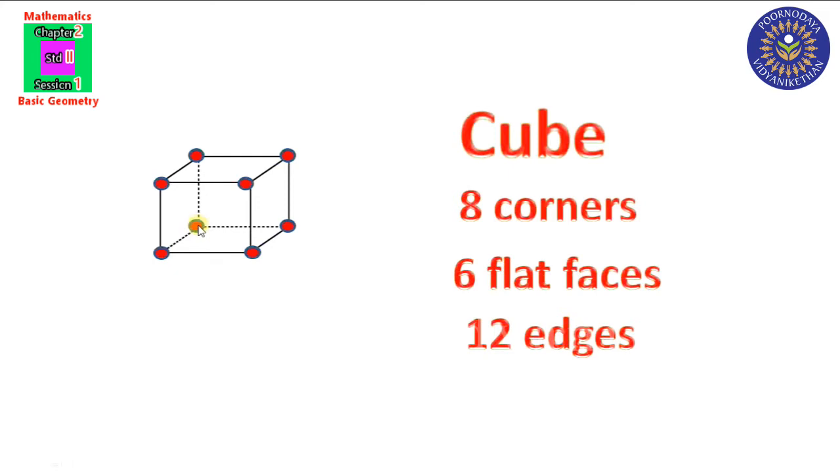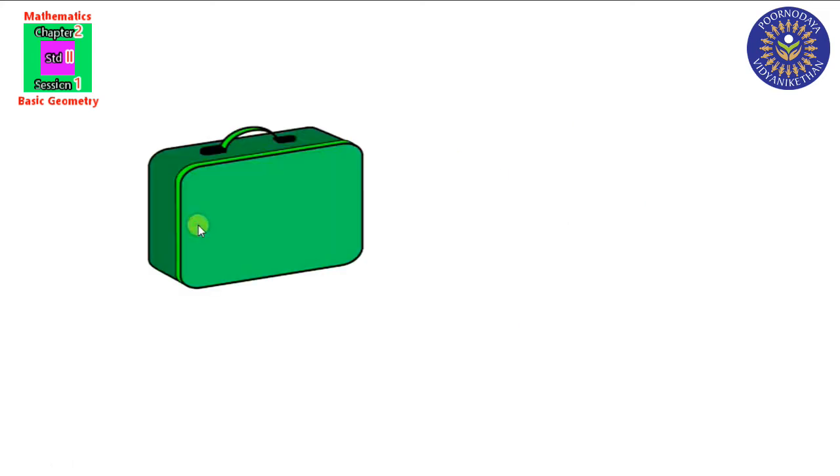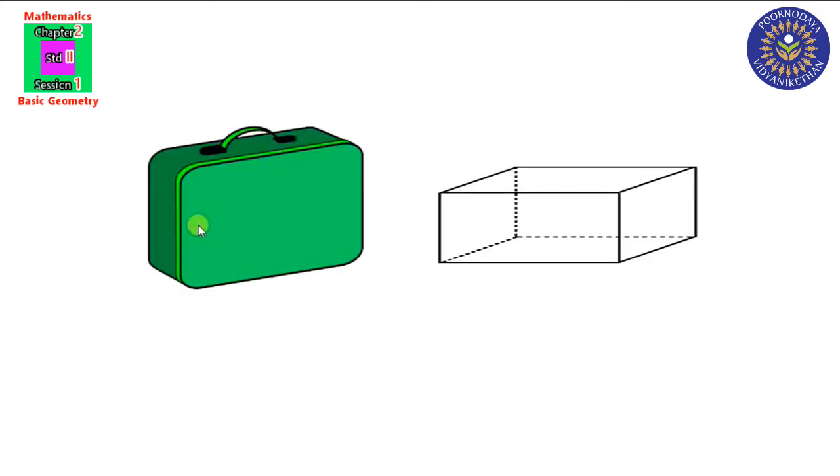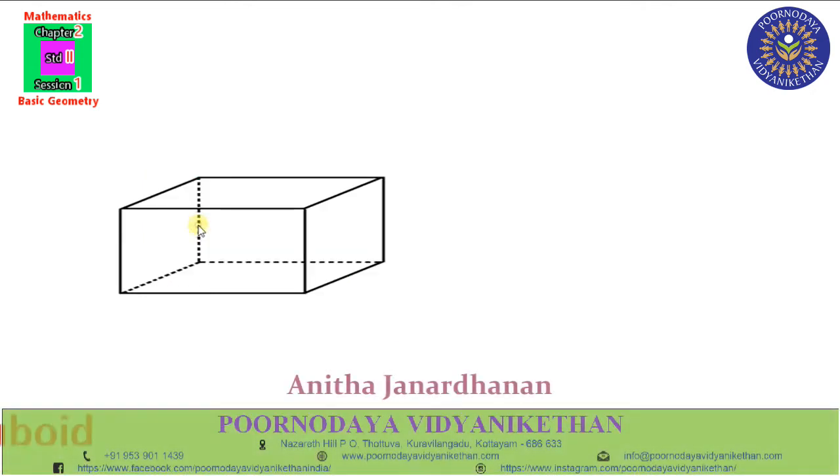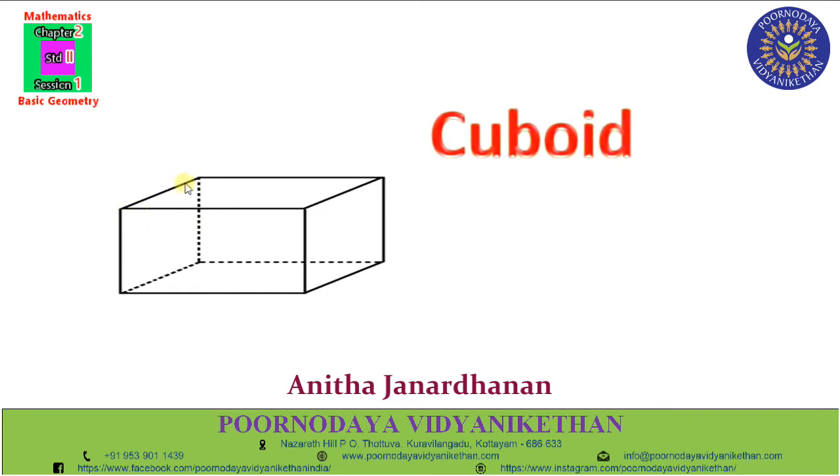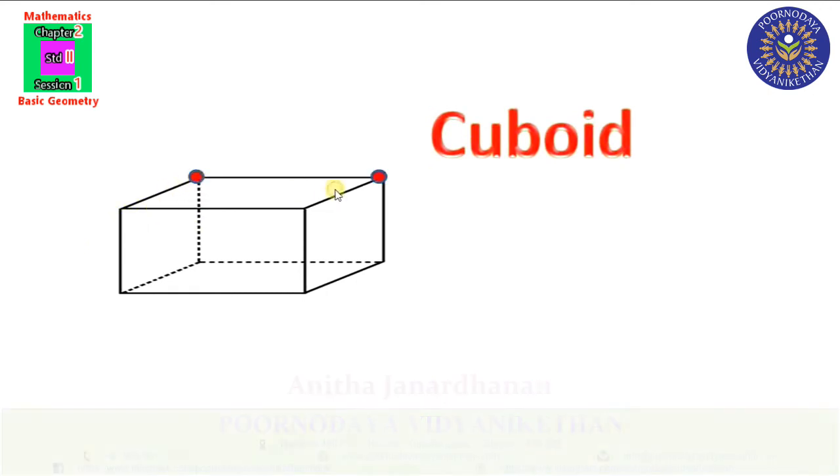Okay. Next we are going to learn a cuboid. What is the shape? Cuboid. The name of this shape is cuboid. Now we are going to learn more about this cuboid. The properties of cuboid. See here. A cuboid also has 8 corners. 1, 2, 3, 4, 5, 6, 7, 8. A cuboid has 8 corners.